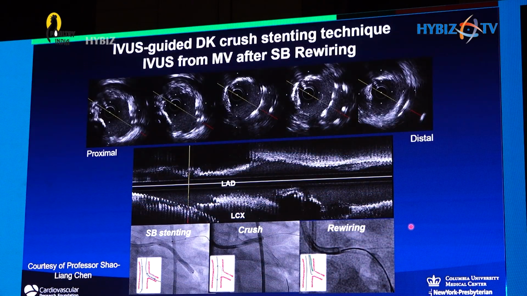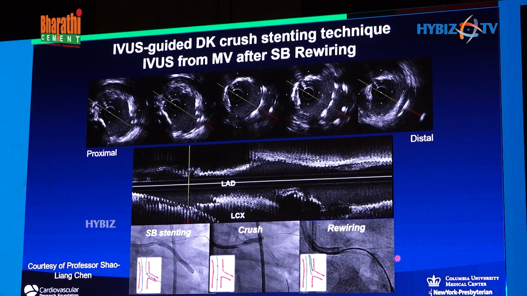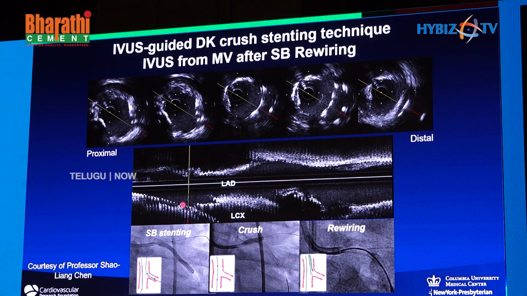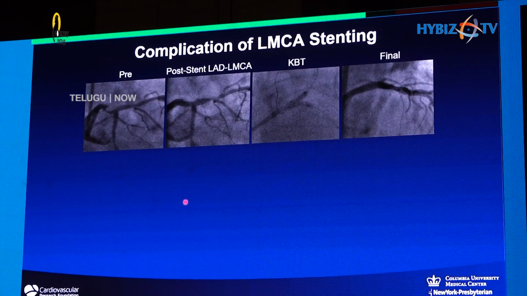And how we can avoid this type of mechanical issue is actually quite easy. When we do the DK crush, after stenting the side branch and crushing and rewiring, we can do the IVUS from the LAD to the left main. Then look for the wire into the circ. Bringing the IVUS plane into the circumflex wire, you can make a good longitudinal picture showing the wire location. So this is the perfect location for the DK crush, and we can check again after the second DK crush as well, before the second DK crush.